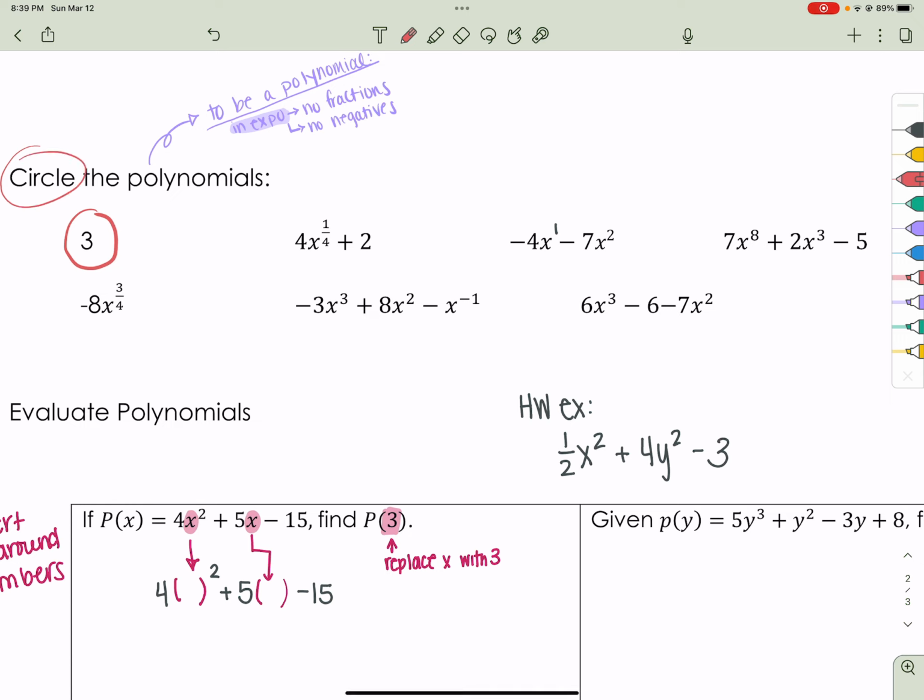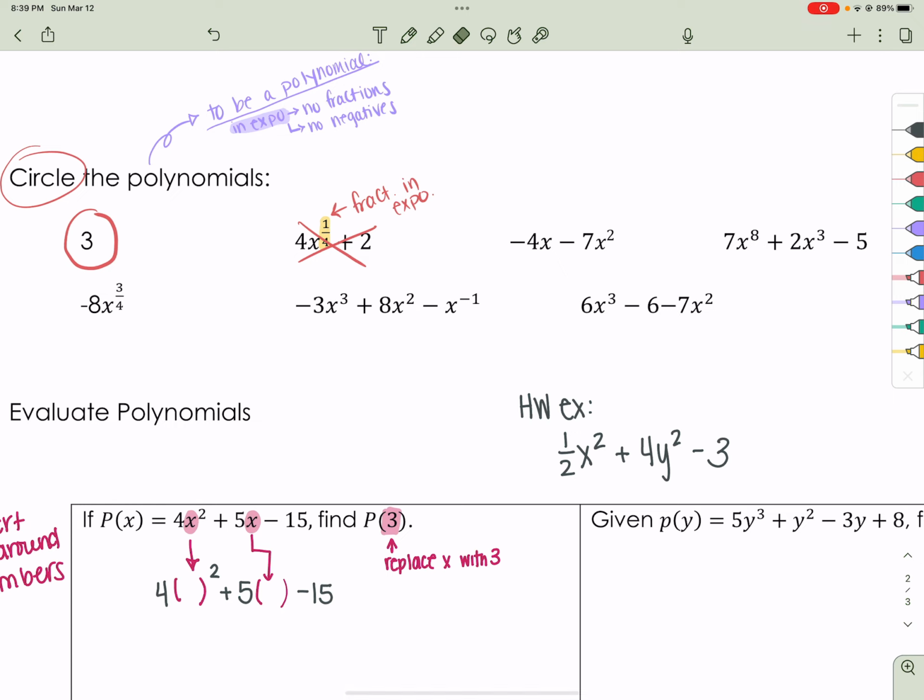All right, going across, 4x to the 1/4 power plus 2. Well, because I have a 1/4 in the exponent, that is not a polynomial. Because I have a fraction in the exponent.